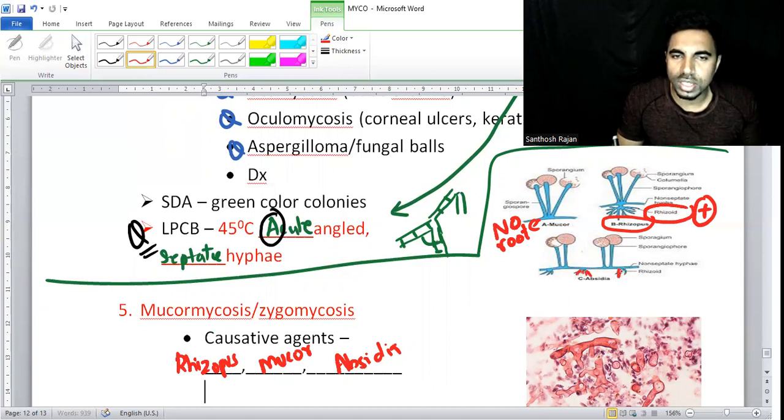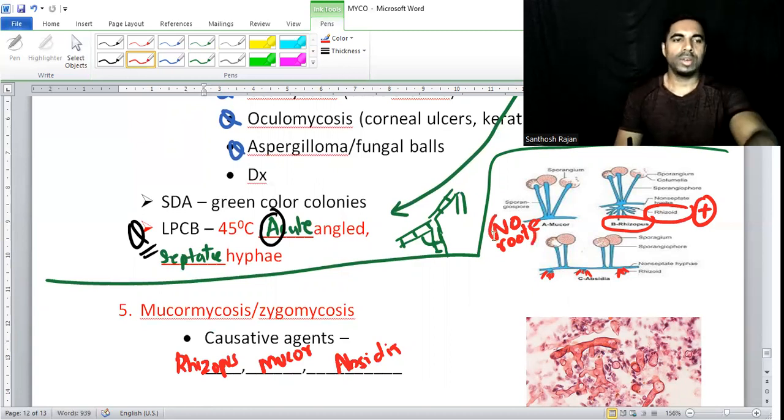See, here are the roots, but they are intermittent. They are intermittent, not below the sporangiophore. It is just intermittently present. That's it, okay? The idea to remember is there is no root in Mucor. That's it. This is what you have to remember. Okay, right? So, three things.